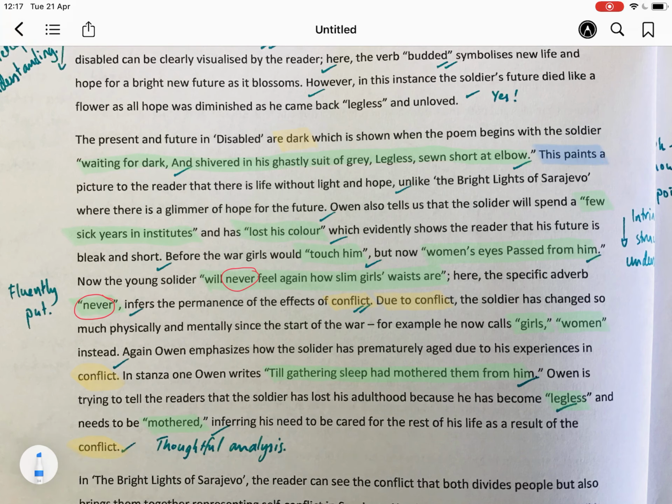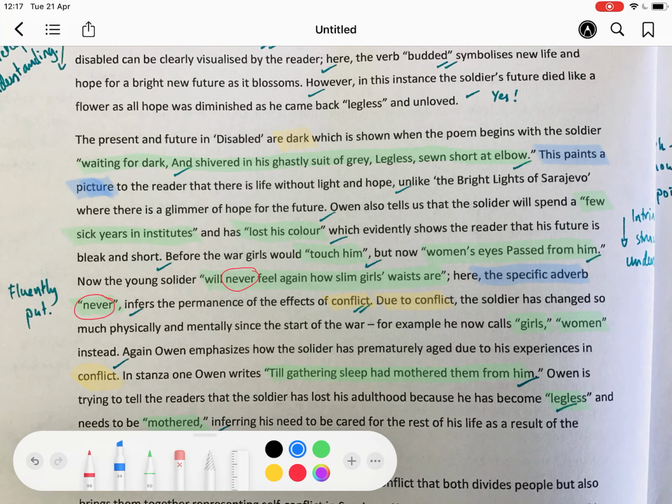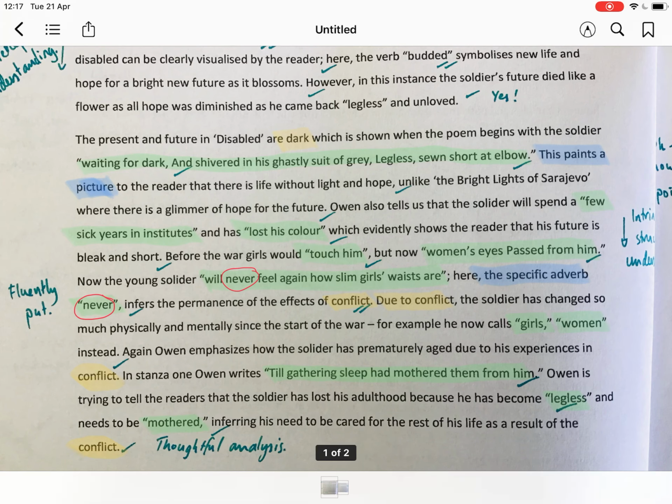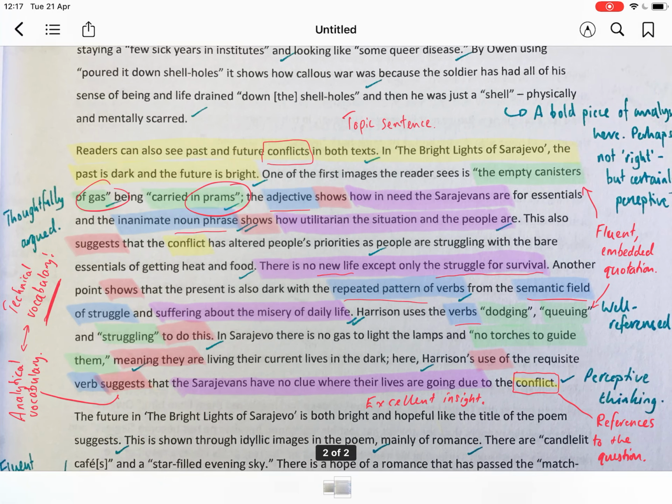So, you might argue that painting a picture is a nice piece of terminology, talking about imagery. We've got the specific adverb never. We have got, that's about it in that. Light on technical language perhaps, but still, as we'll see in the next point that we're going to highlight, there's still a lot of thought going into it.